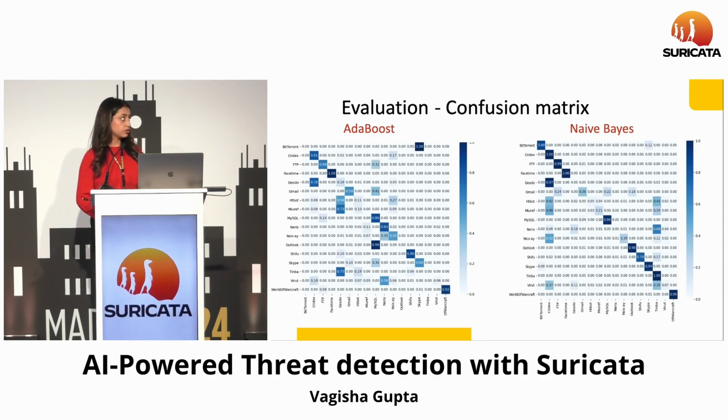AdaBoost and Naive Bayes were the ones which were struggling to identify the classes. You can see, for example, for AdaBoost, BitTorrent was not able to identify itself. Similarly, with Naive Bayes, the model was not able to classify the Geodo attack type.